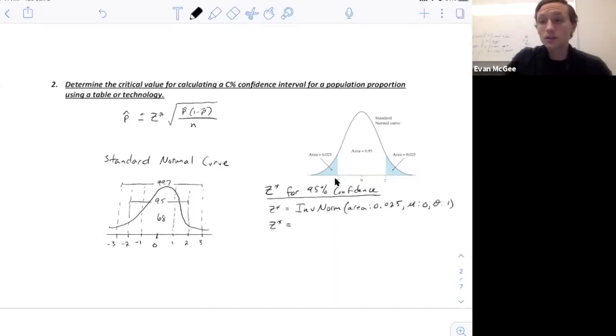So to calculate a critical value for a 95% confidence interval, we're doing inverse norm where the area is actually 0.025 because that's going to give me the area below the z-score. And this will give me the negative, which will be the same as the positive value. One's negative, one's positive. So the mean is 0, standard deviation is 1. Let's pull up the calculator and show you how to find this.